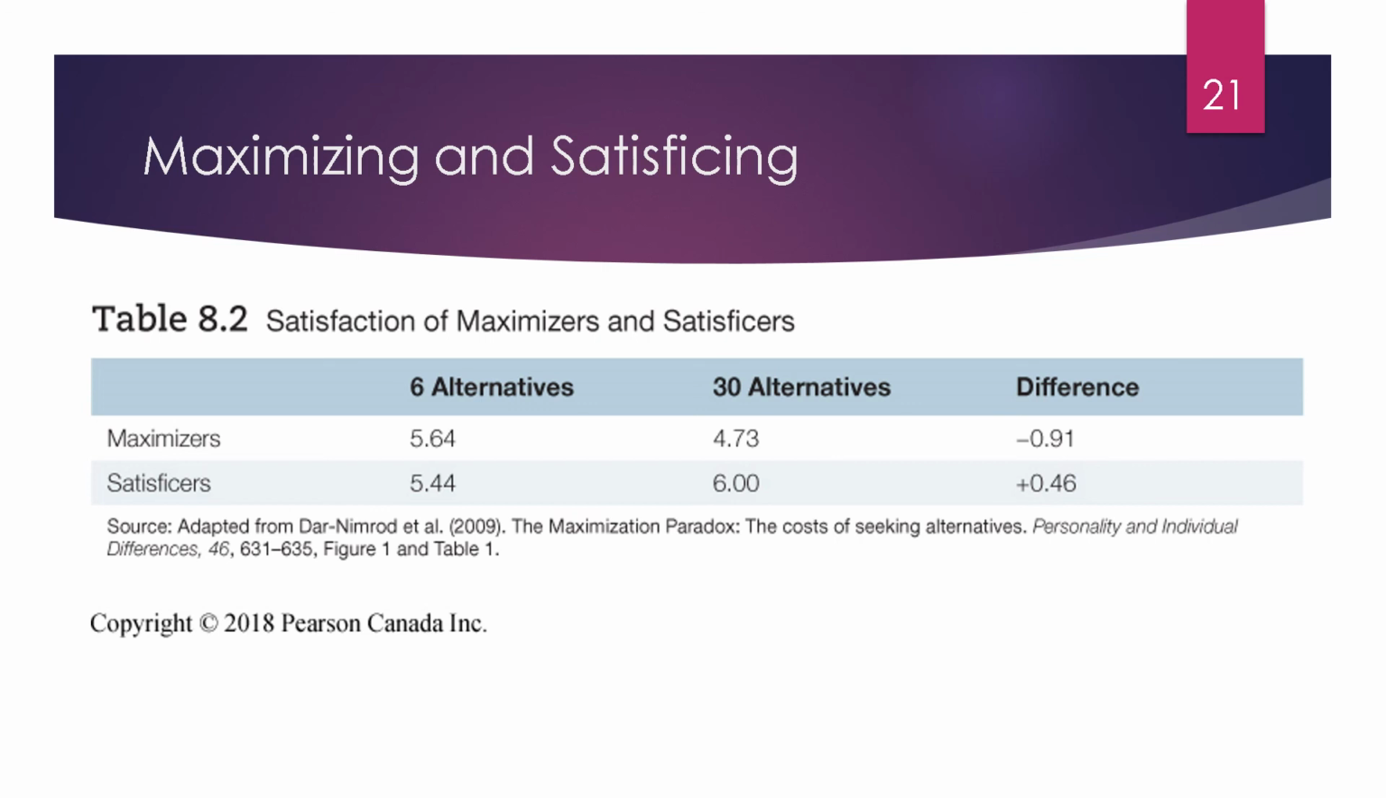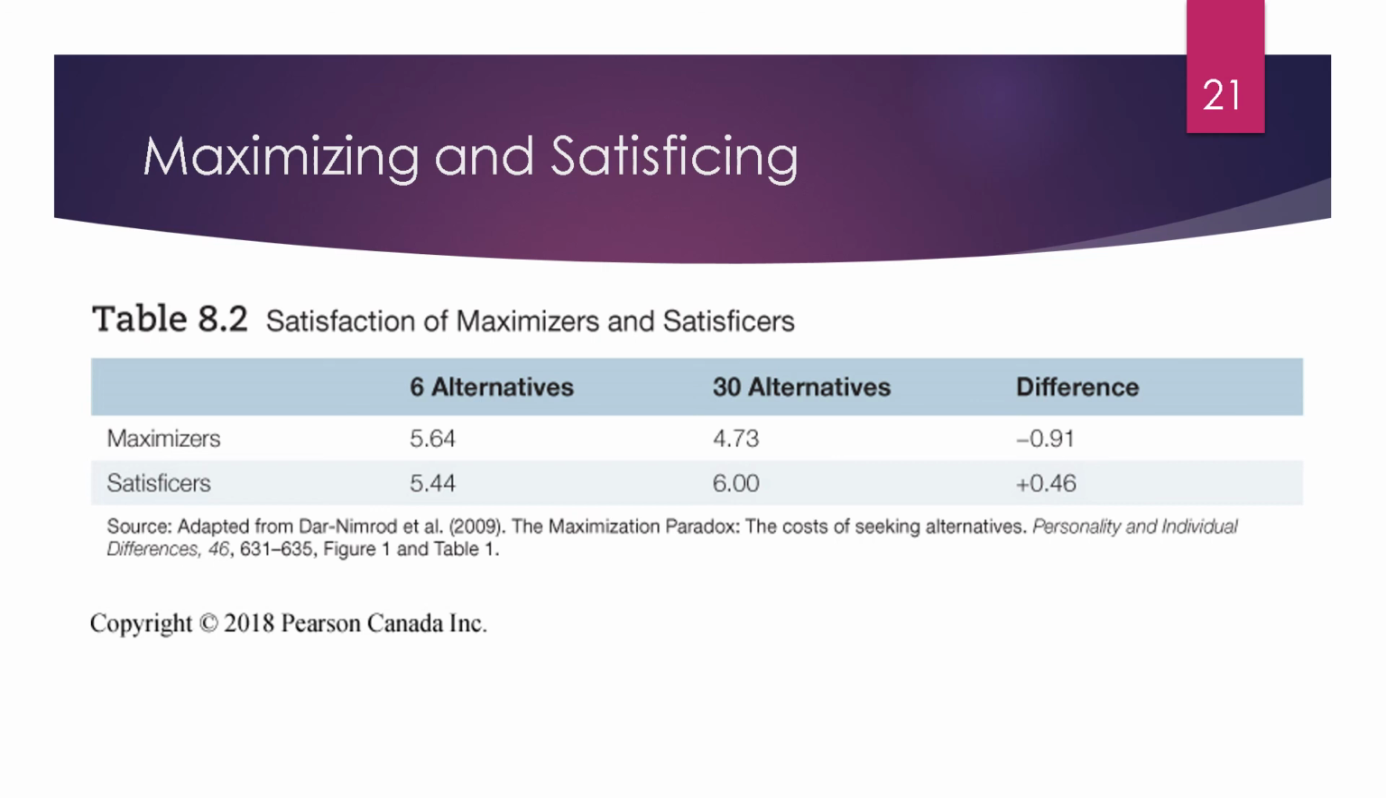And so the thing is, a maximizer, because it takes them so much longer to invest the effort in deciding between the different alternatives, tends to be more satisfied with their choice and rate the chocolate as better if they have fewer choices to make. So choosing between 6 versus choosing between 30. You can see here the maximizers rated their satisfaction as higher, 5.64, when there were only 6 alternatives compared to when there were 30 alternatives. They rated their satisfaction as 4.73 in that case.